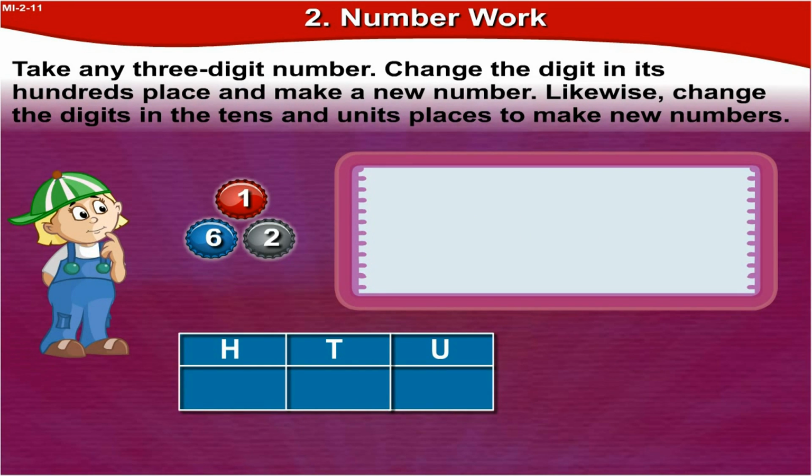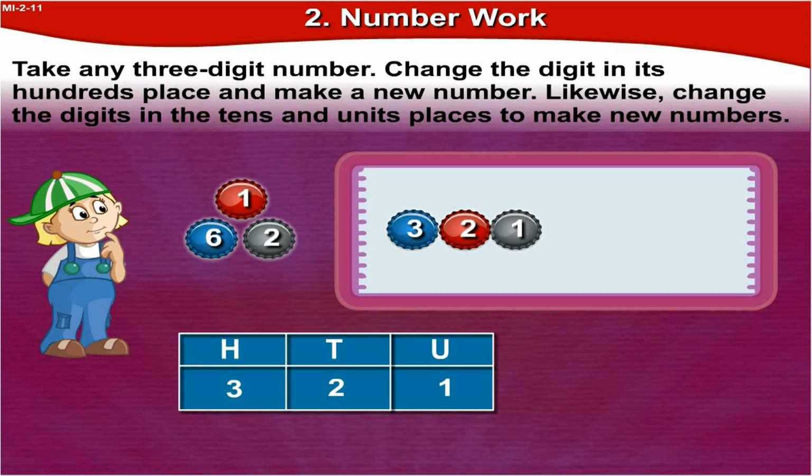Now let us see the next picture. Digits are 6, 2, 1. Well, let us make a 3-digit number. It could be 621. In 621, the digit at hundreds place is 6. Now let us change this digit by number 3. So the new number would be having digits 3, 2, 1. That means the number would be 321.